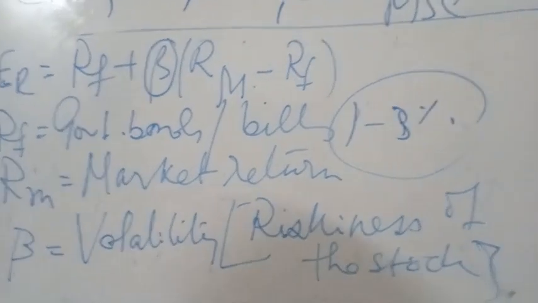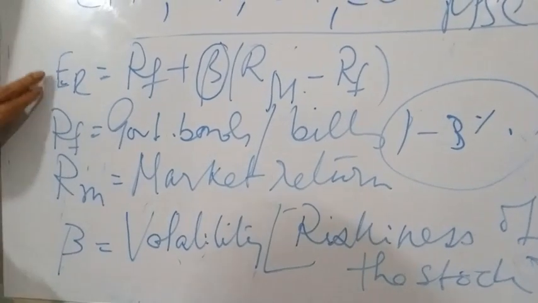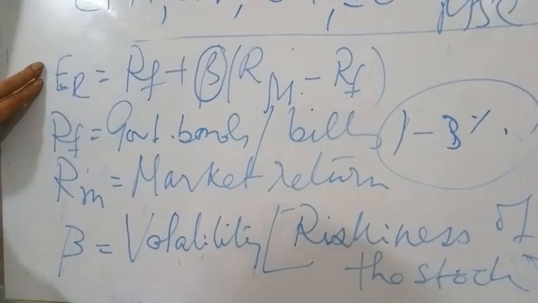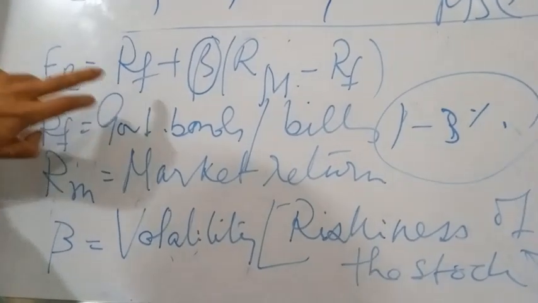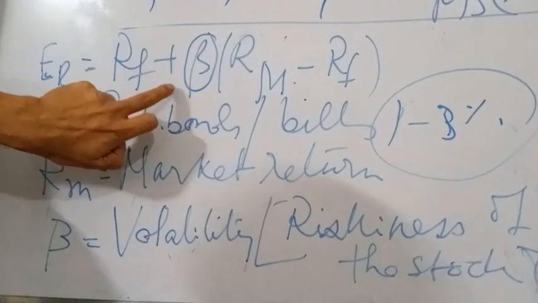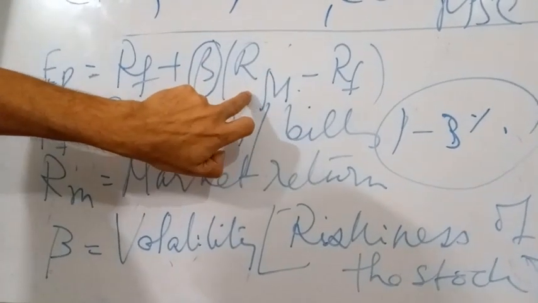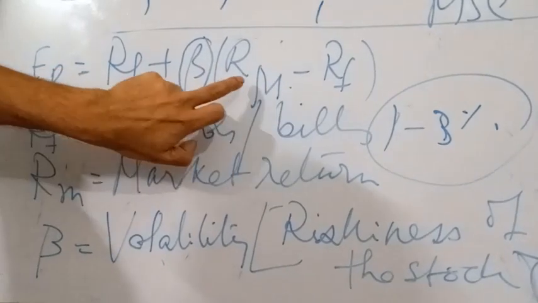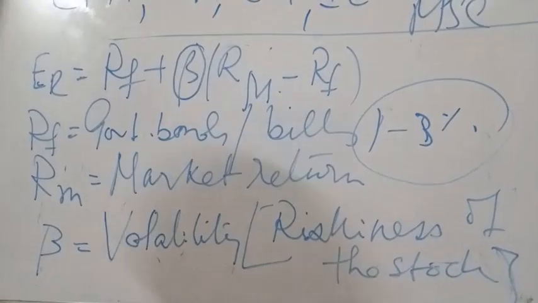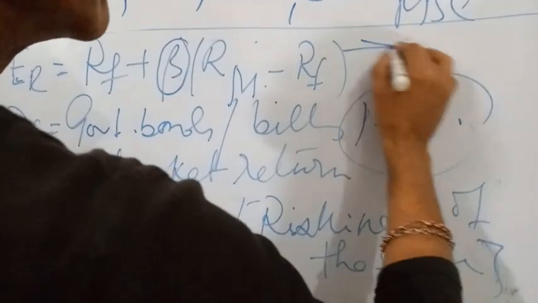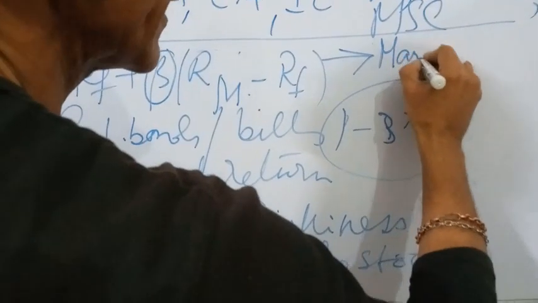So this is the formula. Expected return is equal to risk-free return plus beta multiplied by the difference of RM and RF, that is, market return and risk-free return. This is called the market premium.